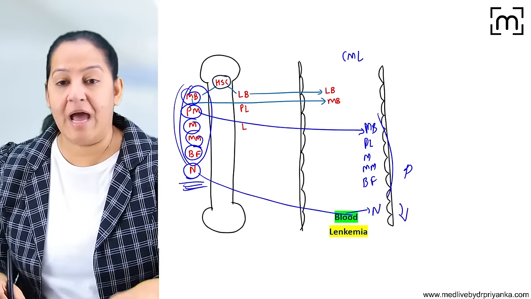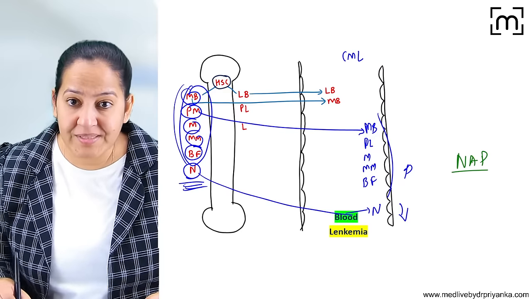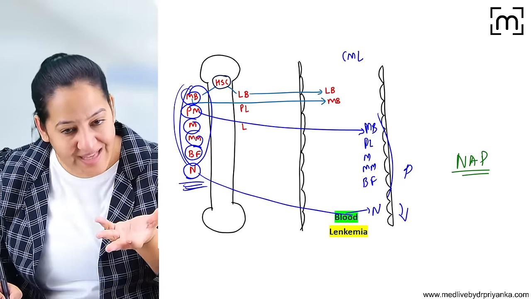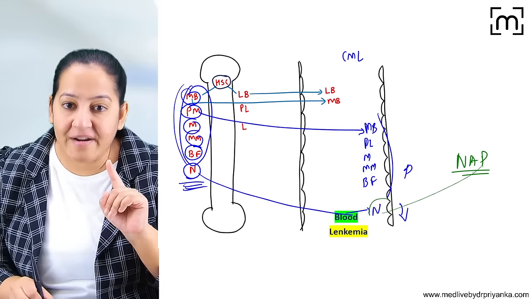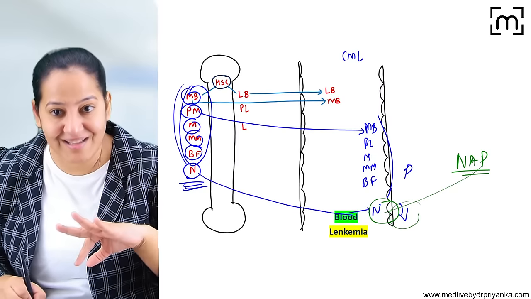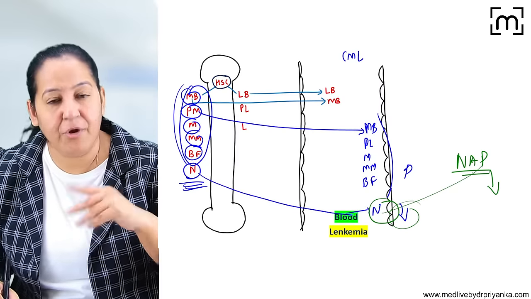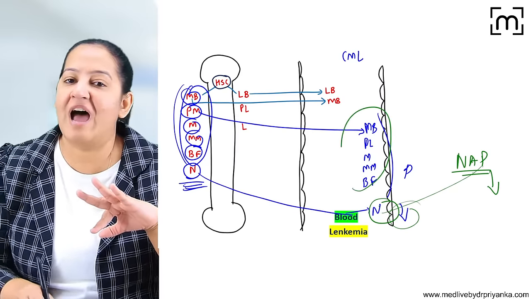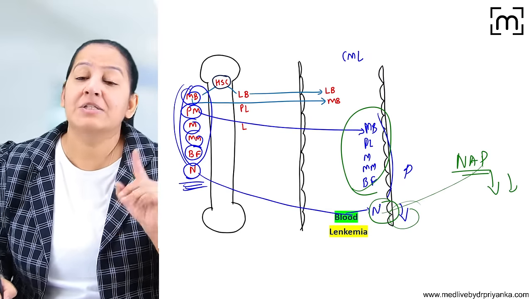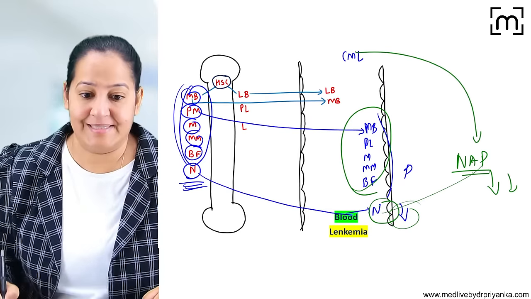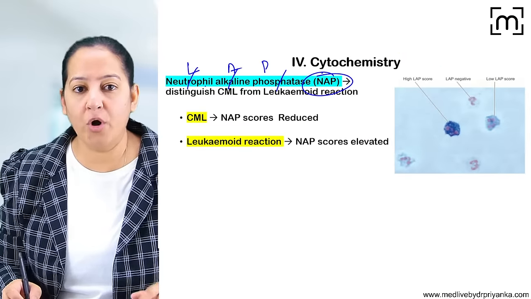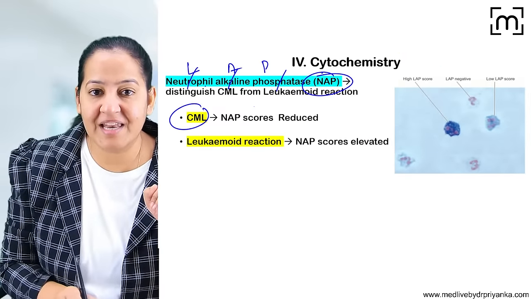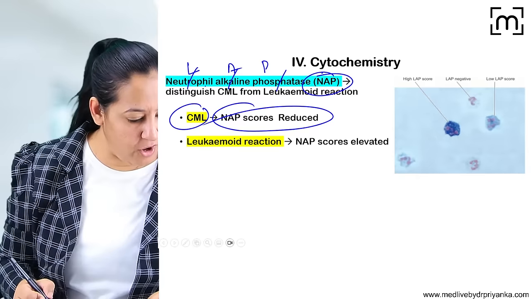So you tell me what happens to the NAP score. NAP score in CML: will it be more as compared to normal or less as compared to normal? Normally, the NAP score is due to adult neutrophil. Here, adult neutrophils are less. So NAP score will be less because the granules are less. The precursors don't have granules, so NAP score will be less. So in CML, the NAP score is less, not more. So please learn the NAP score here. In CML, the NAP score is reduced. How many of you got it?